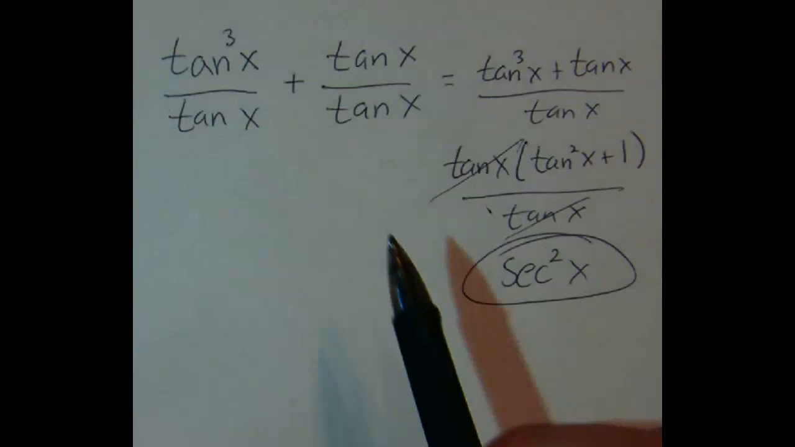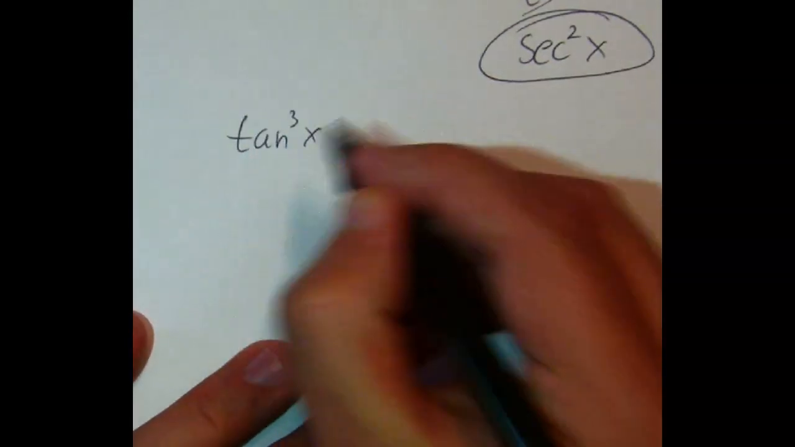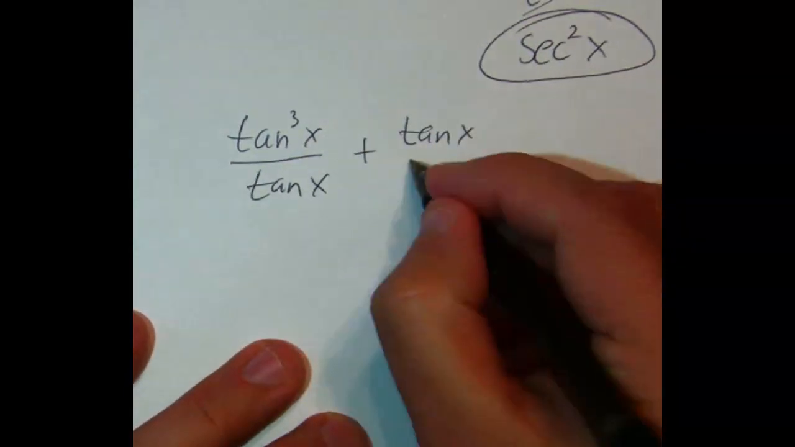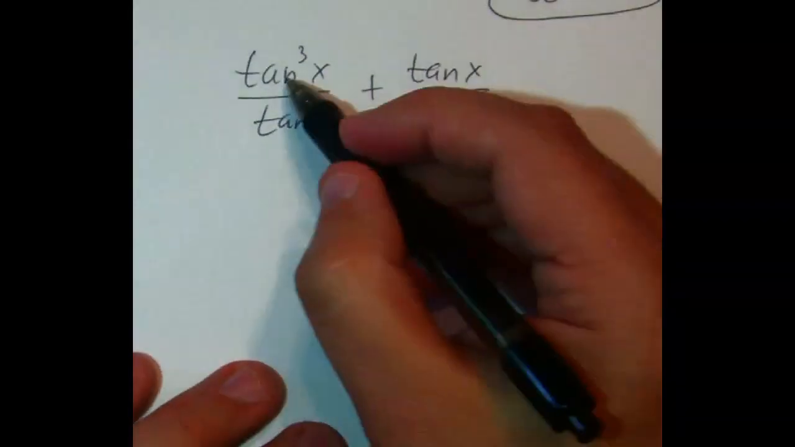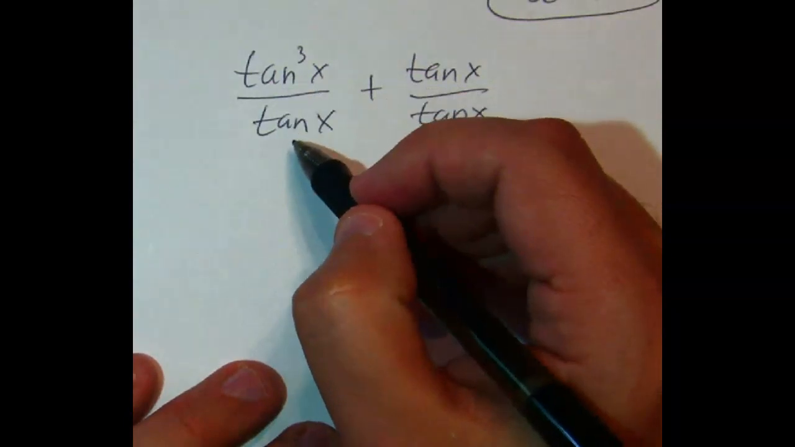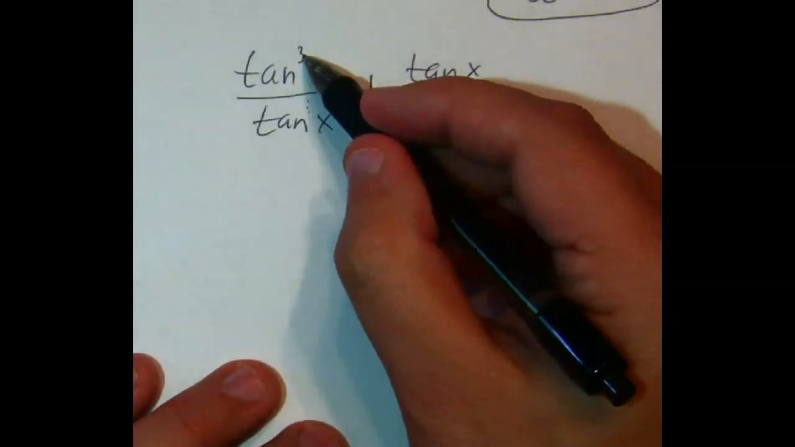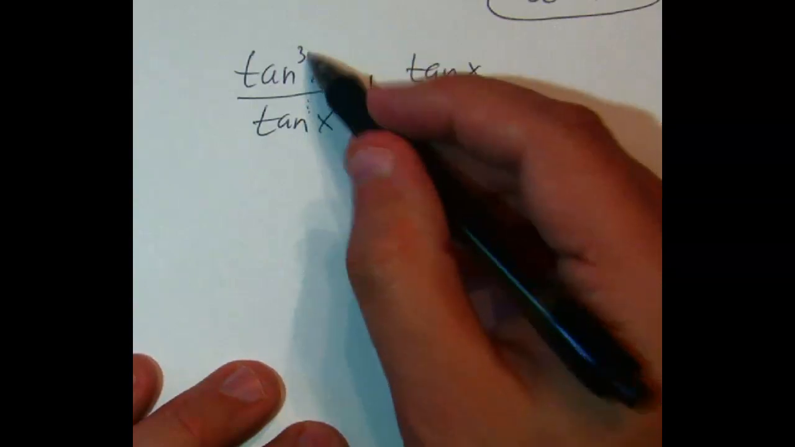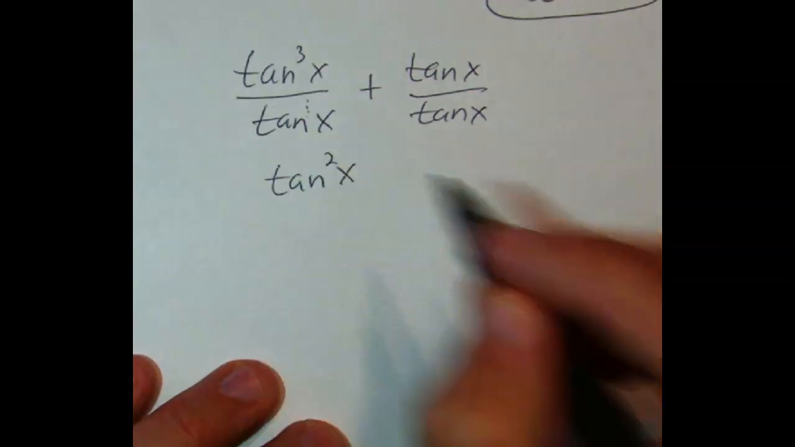Now I told you there were 2 ways of working this problem. Here is the other way. Over on the left side, I have tangent cubed x over tangent x. This is, remember, like an invisible 1. 3 minus 1, because this is a numerator-denominator with exponents, I can subtract. So 3 minus 1 is 2. So that gives you tangent squared x.